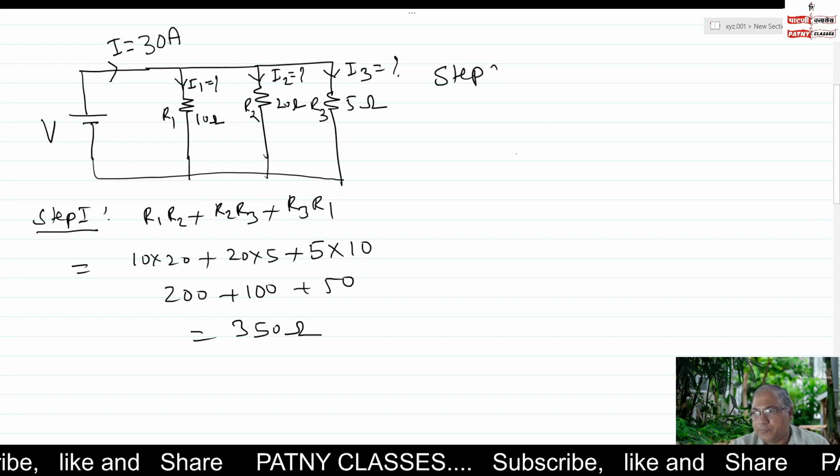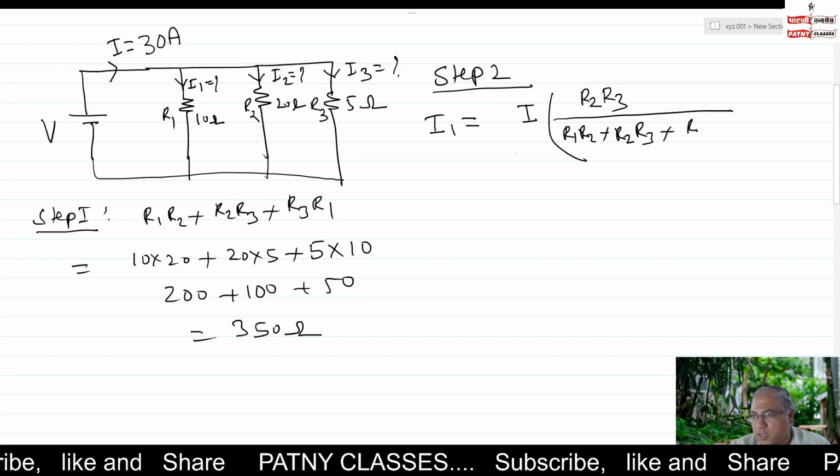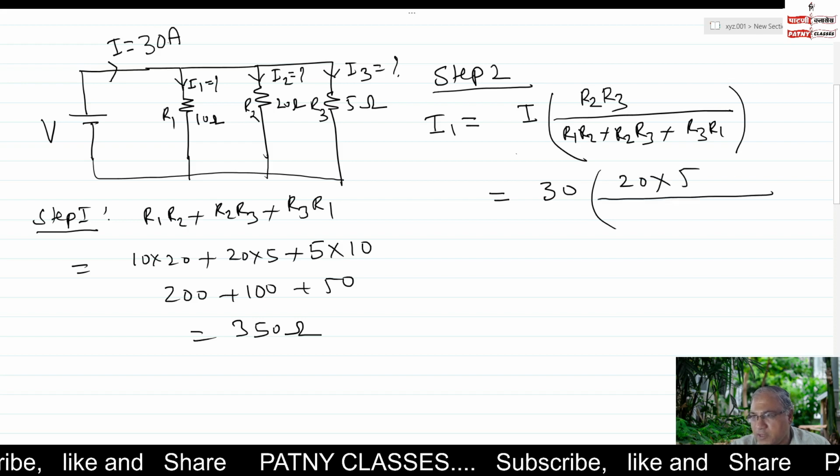Step 2. In step 2, I1 is nothing but I. While finding out I1, R2 and R3 only are present, R1 is not present. So R2, R3 present, and here is R1 R2, R2 R3, and R3 R1. What is the value of I? I is nothing but 30, and R2 is 20, and R3 is 5. R1 R2 plus R2 R3 plus R3 R1 we already calculated, that is 350.